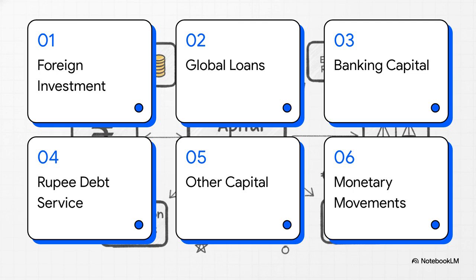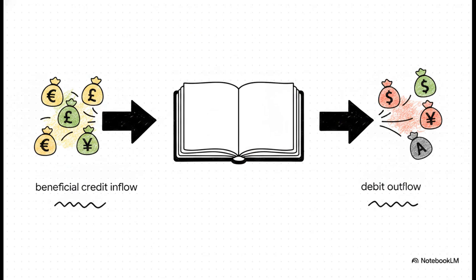So here's our visual blueprint for today's audit. We are going to walk through the 6 distinct pillars the RBI uses to classify these capital flows. We'll start with foreign investment, then move through global loans, banking capital, rupee debt service, other capital, and we'll finish up with monetary movements. But before we crack open those pillars, we have to establish the golden rule of the registry. It's actually pretty simple.